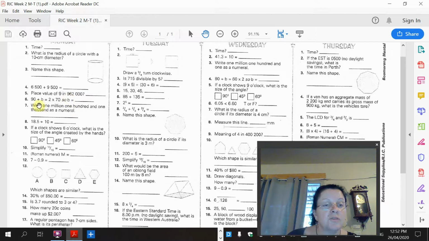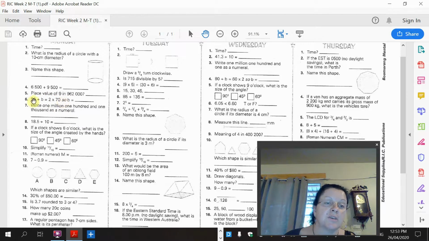For the next one, a bit of algebra. 90 plus b equals this number here. So b must be. So where this equal sign is, we have to think of this like a balancing bar or scales. This side has to be the same as this side. So we can work out 2 times 7 is 14 and then add the 0, so that's 140.